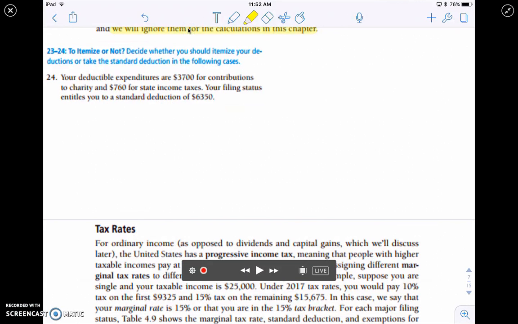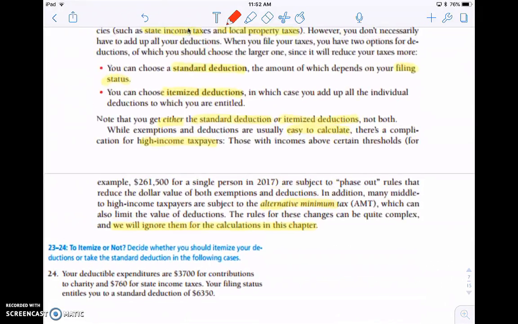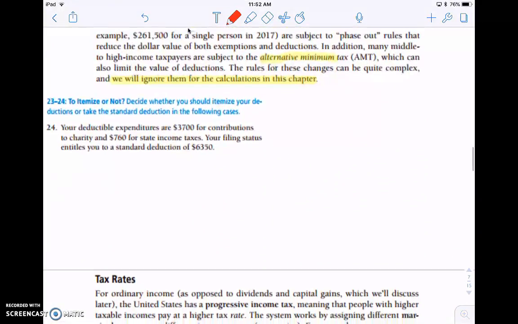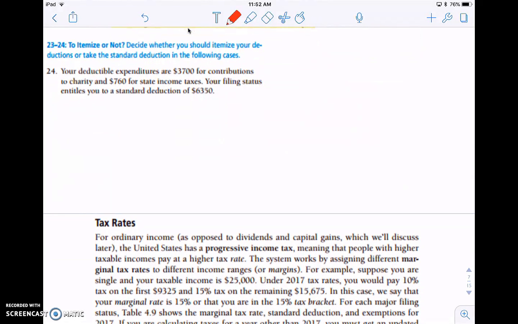Okay, this is part 2 of Unit 4E, looking at income taxes. We just talked about deductions, standard versus itemized deductions. And we want to decide whether you should take the itemized or standard deduction in this case. So your deduction expenditures are $3,700 for contribution to charity and $760 for state income taxes. Your filing status entitles you to a standard deduction of $6,350.